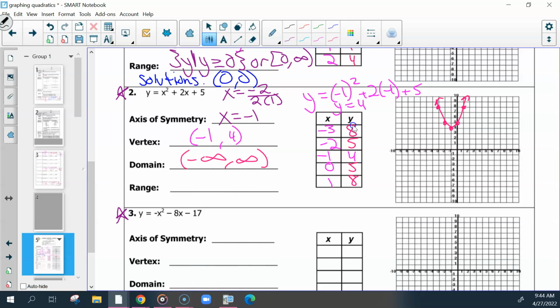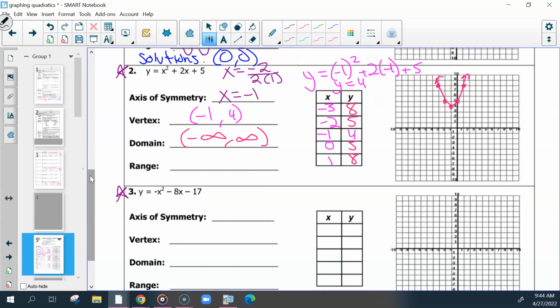Okay, for your range, where does it start? Four. So this would start at 4 and go to infinity, or y is greater than or equal to 4.